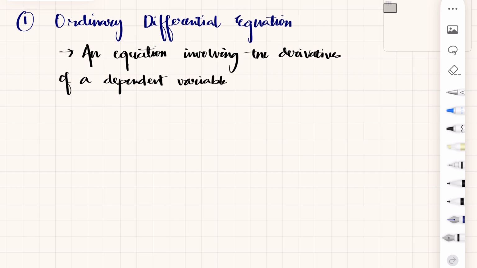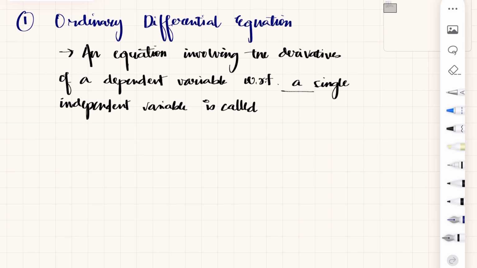Here we are saying only a dependent variable with respect to a single independent variable. Here we are not saying two, right? We are saying with respect to a single independent variable. That means there should be only one dependent variable and one single independent variable. That is called an ordinary differential equation.